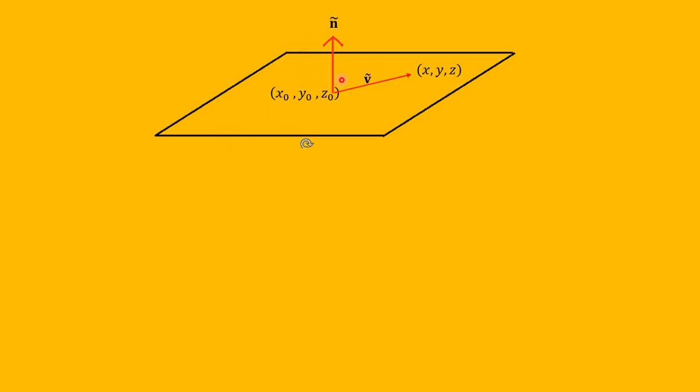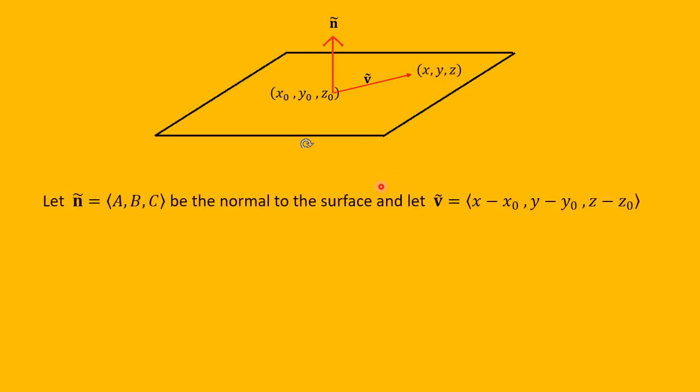So here's a picture that we saw before. We have this plane P. We have a point x0, y0, z0 in that plane. We have a normal n to that plane. And we have an arbitrary point x, y, z somewhere in that plane. So as we said before, we'll let n be the normal to that surface, a vector orthogonal to that surface. And let's let v be the vector going from x0, y0, z0 to this point x, y, z. So the components of that vector are x minus x0, y minus y0, z minus z0.